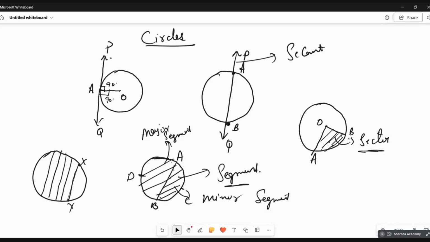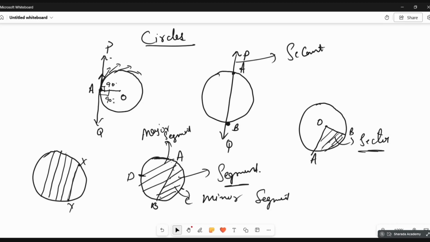Think one object is moving like this. It is at point A. In which direction is it moving? It is this direction. For circular motion, at every point the direction will change. And what is the direction at that point? That is the tangent drawn at that point.